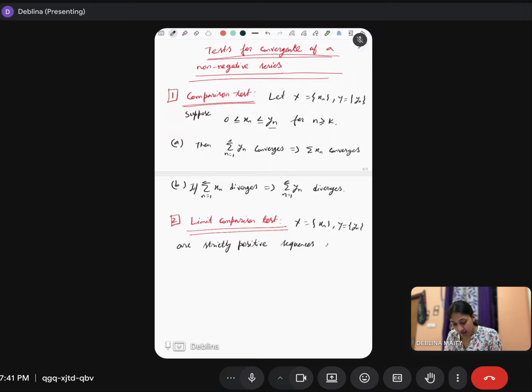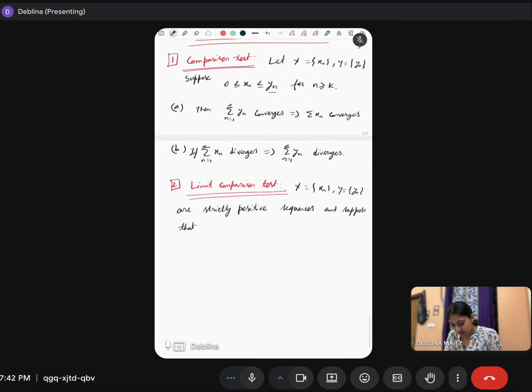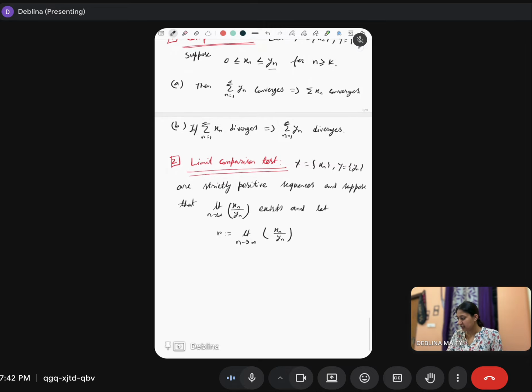And suppose that the limit as n tends to infinity of xn by yn exists, and let r equal the limit as n tends to infinity of xn by yn, right? So you are saying that this limit exists, and this is equal to r, right?